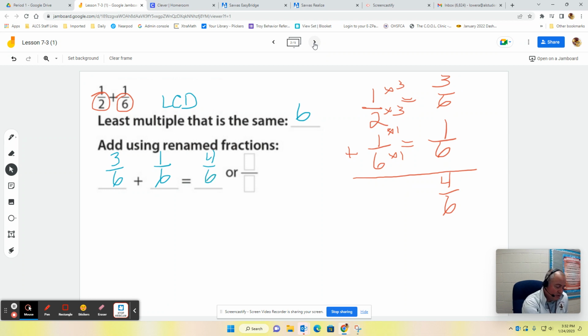So far, so good. Now we got this wackadoodle thing right here that says "or." What they're telling you to do right now is they want you to simplify that fraction.